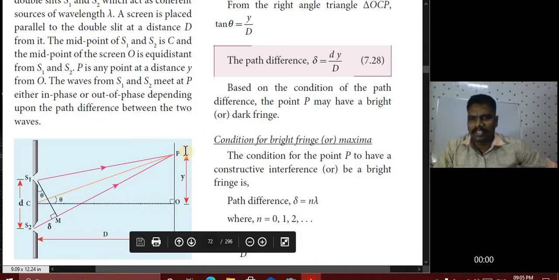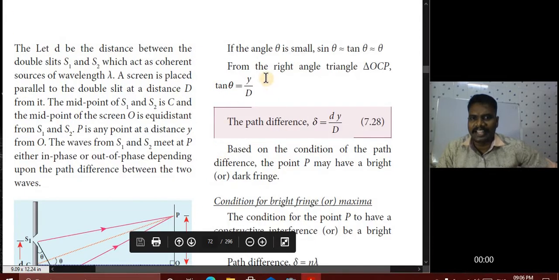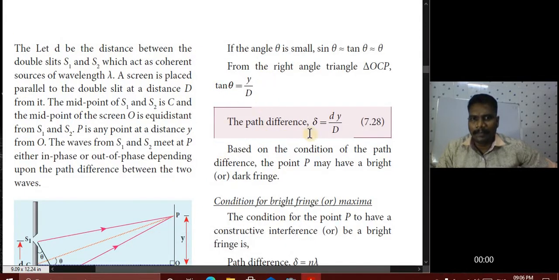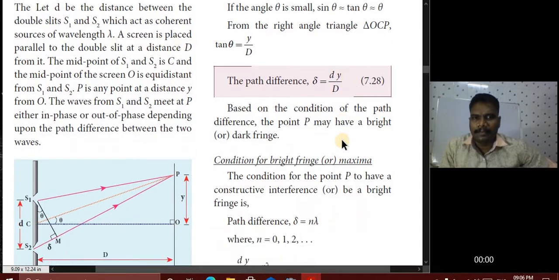What is the formula for tan theta? Tan theta is opposite side divided by adjacent side. The opposite side is OP and the adjacent side is OC. OC represents capital D, and OP represents y. That is why tan theta is equal to y by D. So the path difference del is equal to small d y divided by capital D.